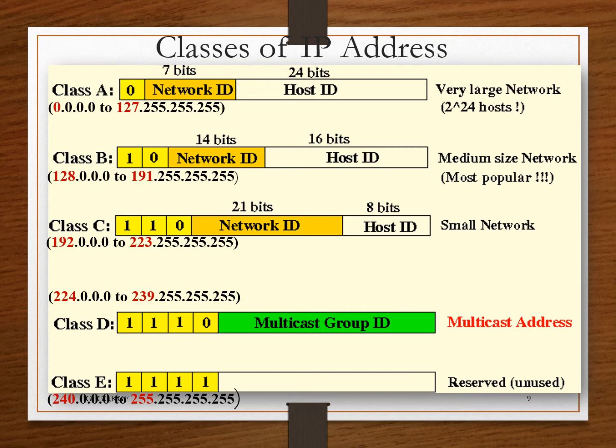So the range of Class A is from 0 to 127. For Class B, it ranges from 128 to 191, and for Class C, the range is from 192 to 223, and for Class D, the range is from 224 to 239, and finally Class E ranges from 240 to 255. So we'll be discussing in detail the various classes of IP address in the next slide.